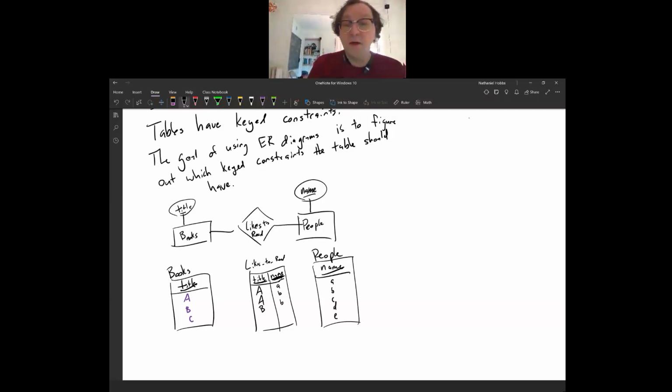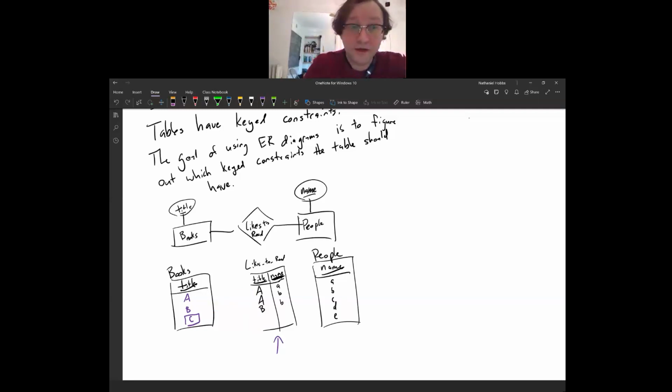And here's people, A, B, C, D, E. Now, because it's unconstrained, that means that, for example, this book C, nobody likes to read it. That's okay. It doesn't have to be there because this is unconstrained. So you can have partial participation. This is what's called partial participation. A is participating 2 times, B is participating 1 time, and whatever.